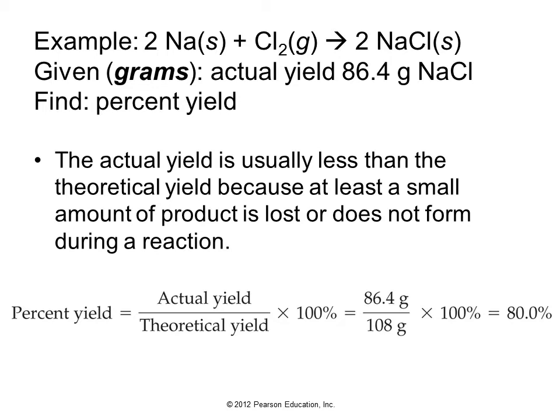And suppose you carried out this reaction and you got 86.4 grams of sodium chloride, and you could have gotten 108 theoretically, then the percent yield is 86.4 grams divided by the 108 times 100, 80% yield.